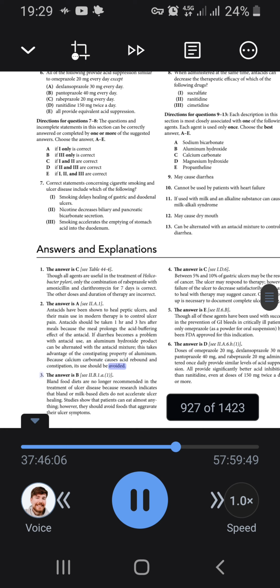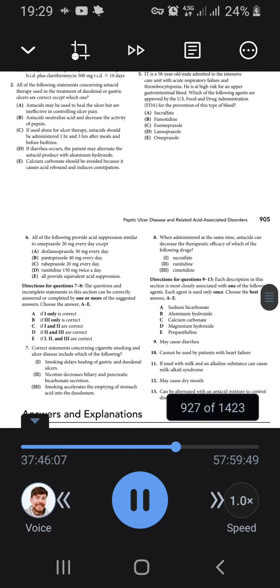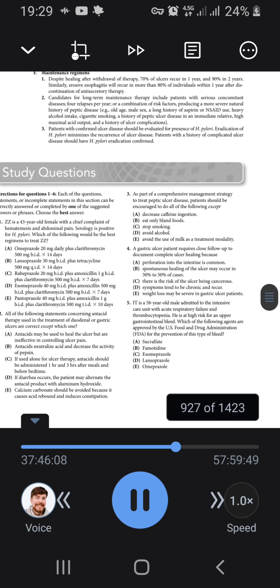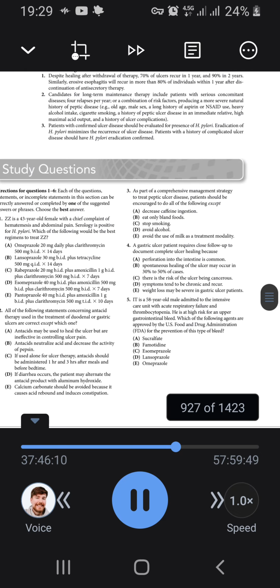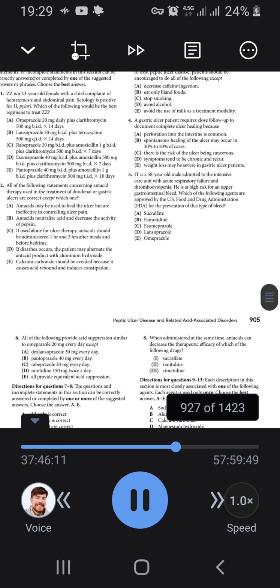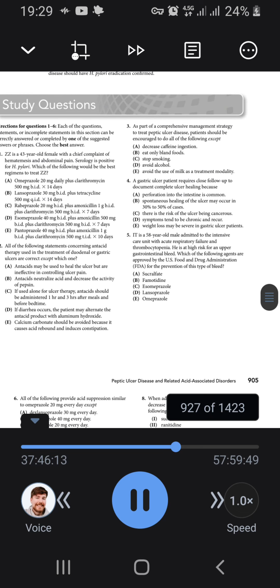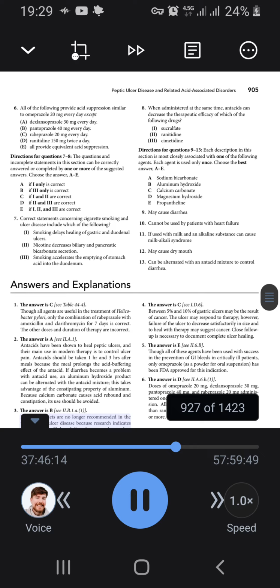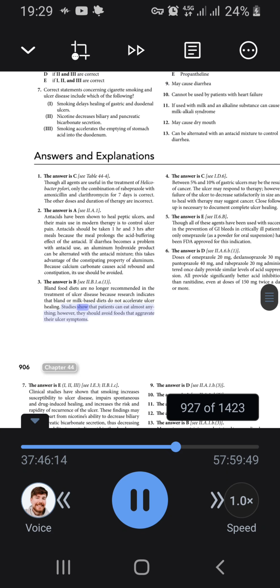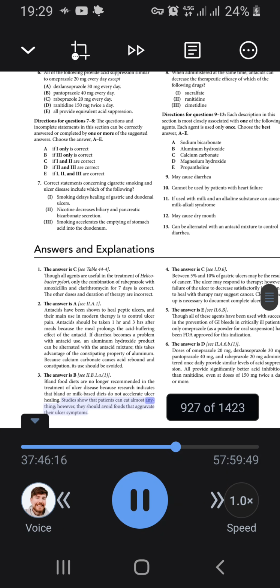3. The answer is B. Bland food diets are no longer recommended in the treatment of ulcer disease because research indicates that bland or milk-based diets do not accelerate ulcer healing. Studies show that patients can eat almost anything. However, they should avoid foods that aggravate their ulcer symptoms.